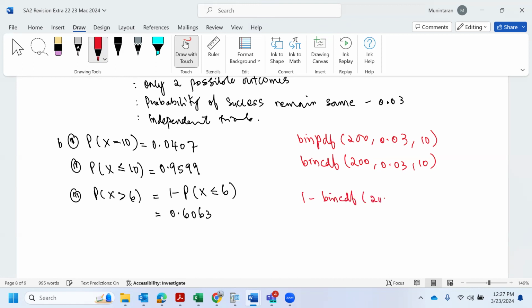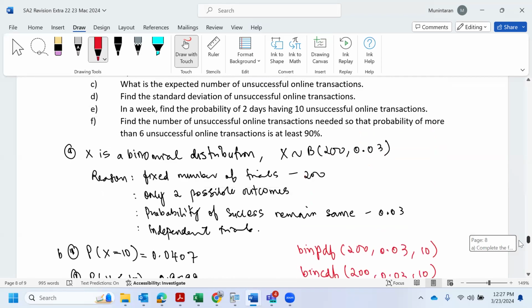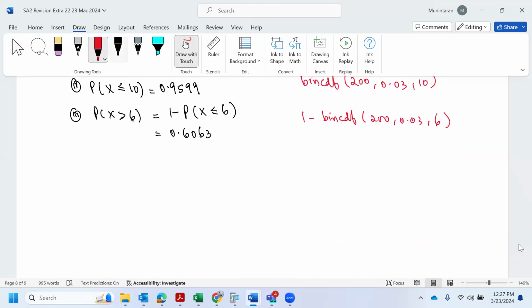Okay, 200, 0.03, 6. Expected value. Okay, what is the expected number of unsuccessful transactions? So out of the 200, your expected value E(X) is NP.